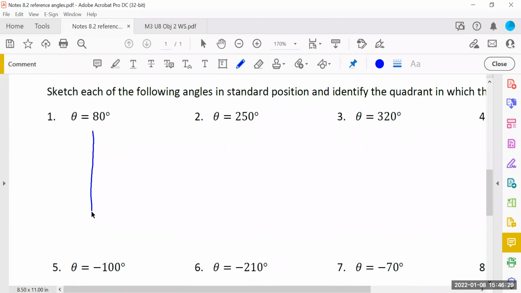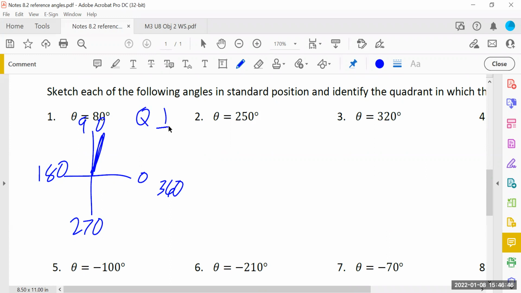So starting here, 80 degrees. And again, if you need to, label this 0, 90, 180, 270, and if I go all the way around, 360. So 80 degrees is going to be right here. That's in quadrant 1.